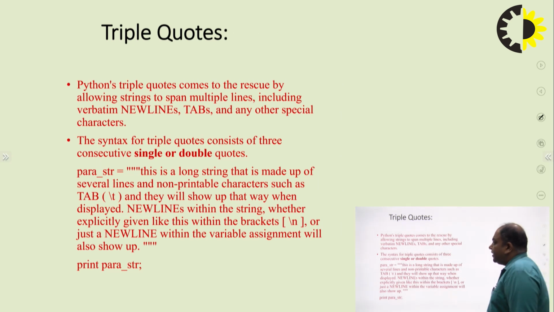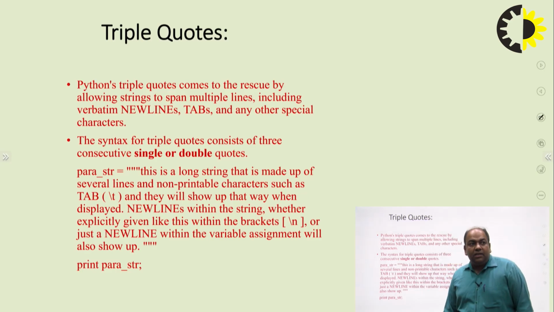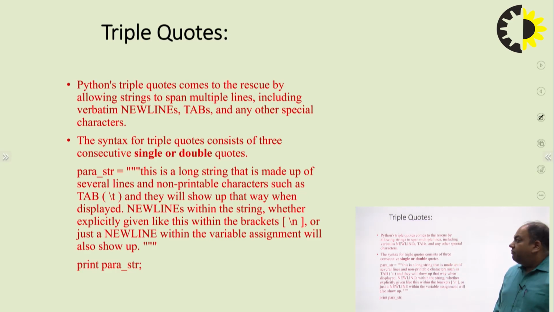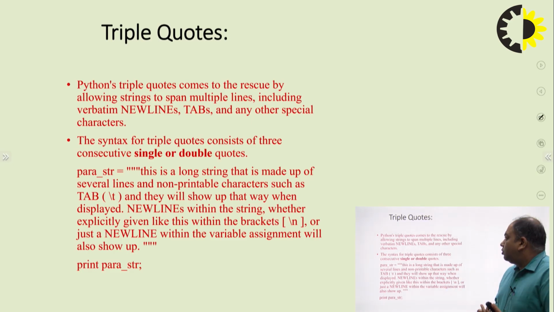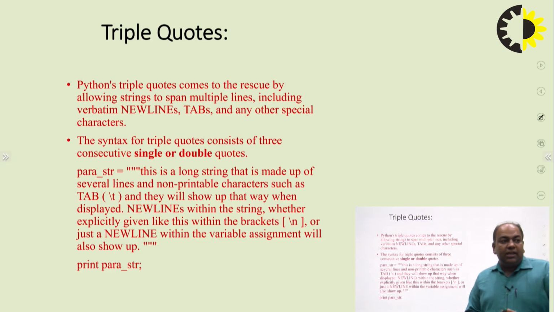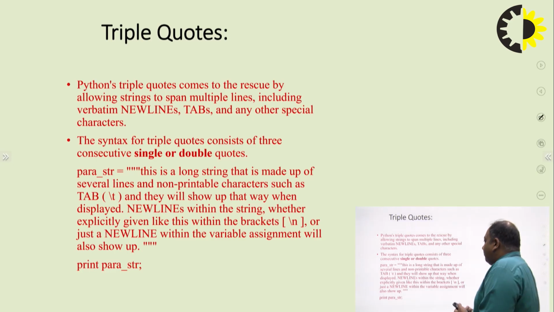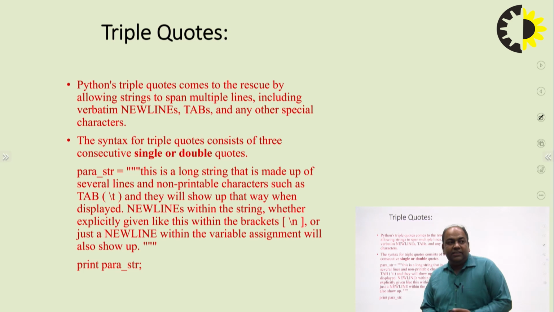So, what is the significance of triple quote in string? Python triple quote comes when we allow a string to span multiple lines, which includes tabs and any special character also. The syntax would be the same, but using triple quotes we represent it in multiple lines, like I have shown in a paragraph of a string.